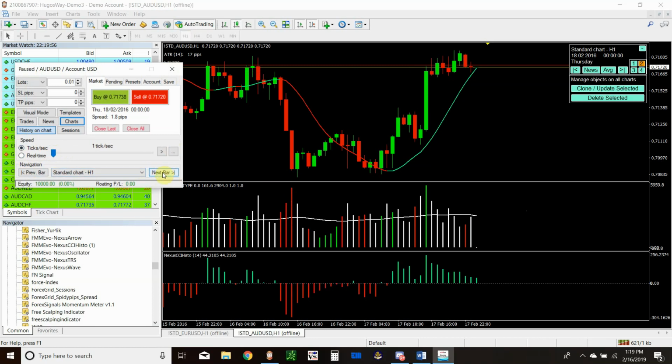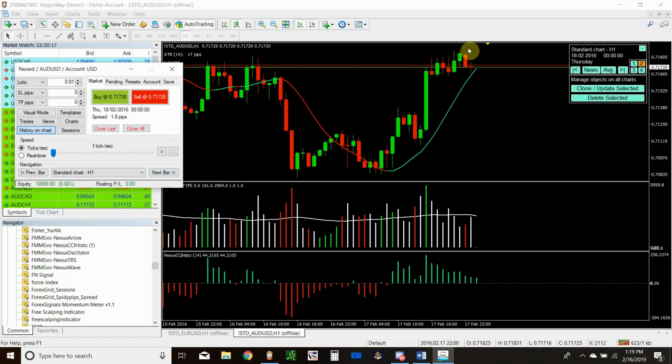So if you watched my previous video, the way I like to do it is I like to go next bar, so I like to go candle by candle. You of course could adjust this tick volume here to go faster or slower if you wanted to do it that way. I personally like to do bar by bar, so we're going to go that way.